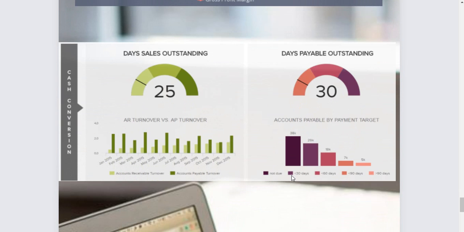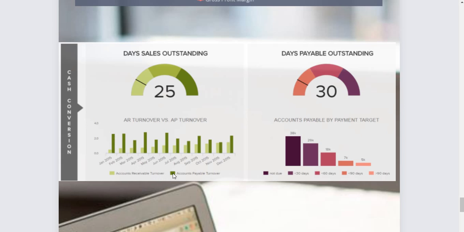And last but not least, here is an example of how some graphs can also be measured as if it were a speedometer. Days sales outstanding, 25. Turnover versus AP turnover. And here you have a comparison between the charts month after month from 2015 of accounts receivable versus accounts payable. So there is a combination month by month of how much you have to collect versus how much you have to pay. In this example, this particular company is paying a lot of money.